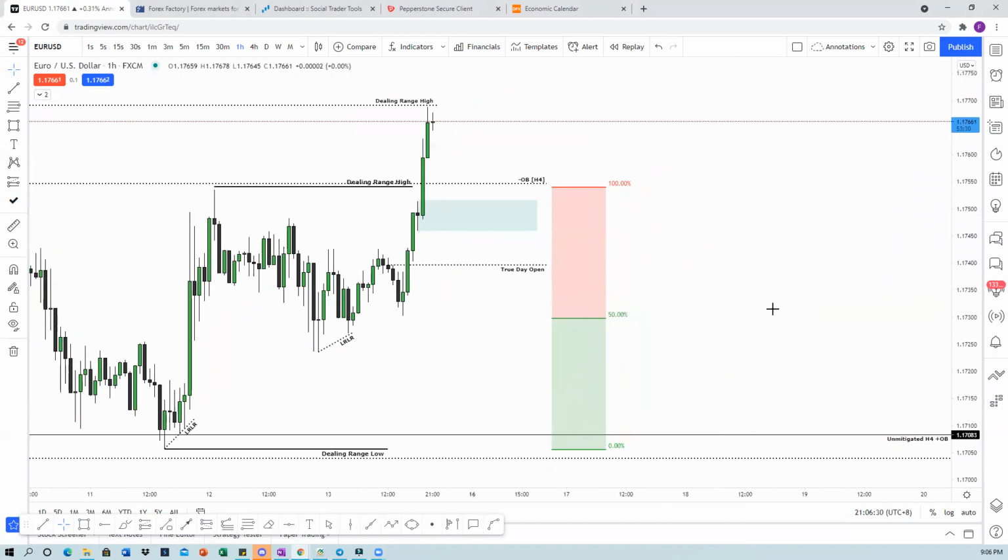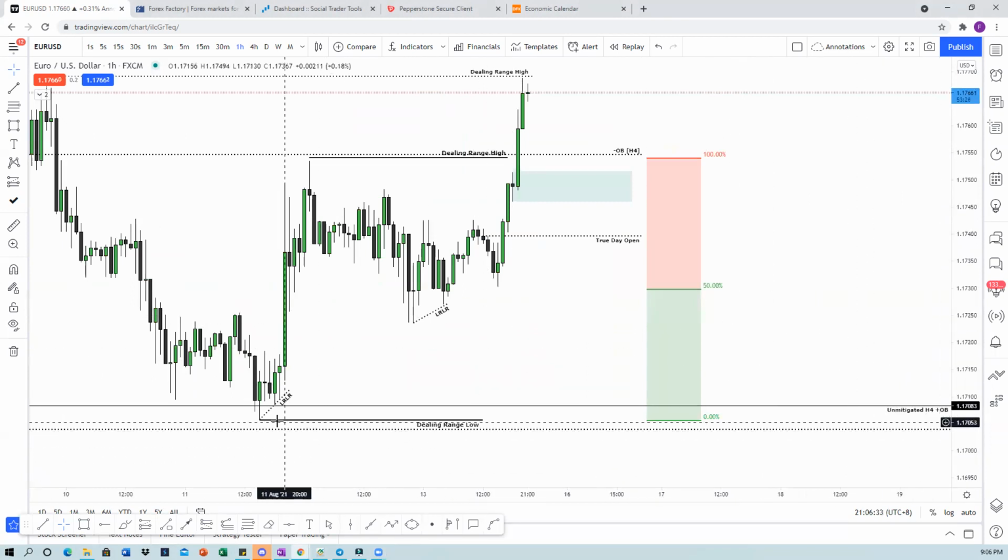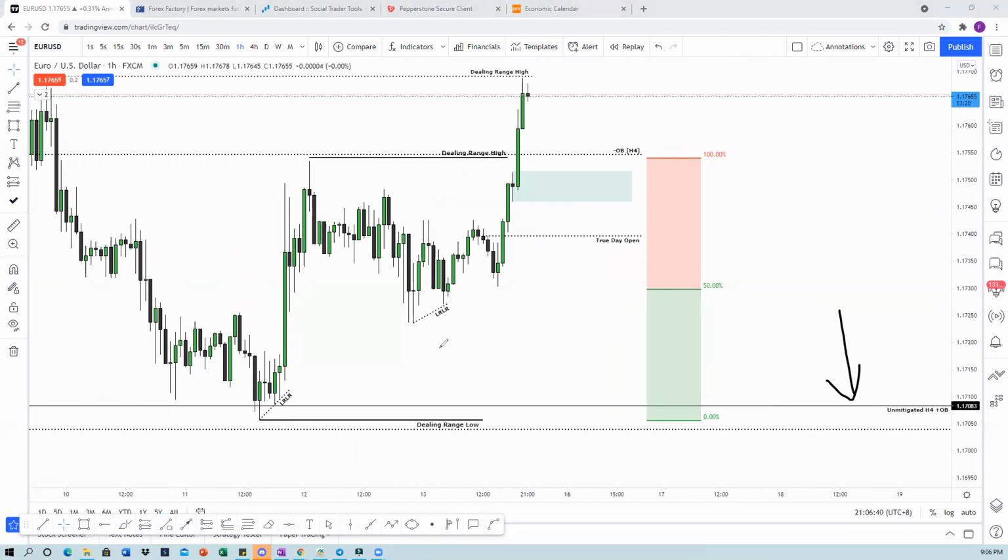Now, what does narrative mean? If you take into account something like this from day before yesterday, we saw that price came from an unmitigated 4-hour bullish order block. That switches order flow. When we see a move like this, we move from bearish order flow to bullish order flow. So that is ICT 101, understanding order flow, and that is what understanding PD arrays accomplishes.